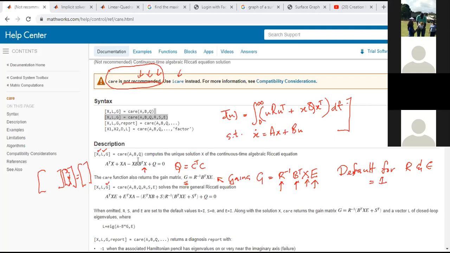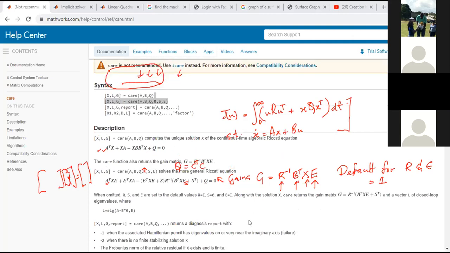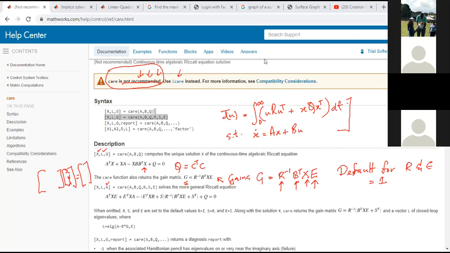So for us this evening, all we are saying is that if we're going to find the solution, we need A, we need B, we need Q. We need to define those. And we say Q is equal to the output matrix transpose times C. So X, L, and G. So let me look at an example.